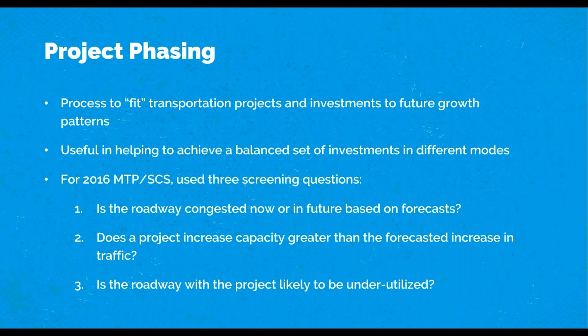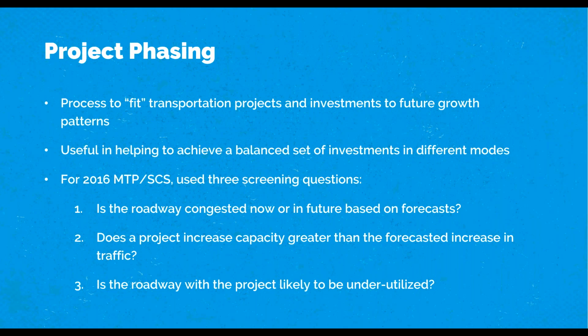For the current adopted plan, the 2016 plan, we used 3 screening questions, and we've sort of used that same process to do this screening for this one. The questions are fairly simple, and it's when you look out at the horizon year of our plan, which is 2040 for this plan update, we look at whether the roadway where a project is proposed is congested either in the base year or in the future year.